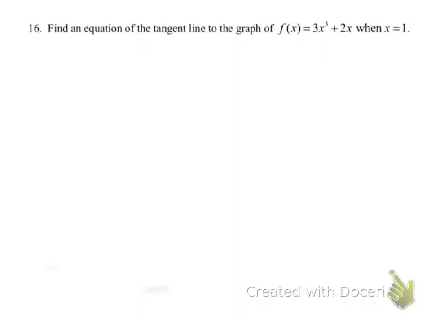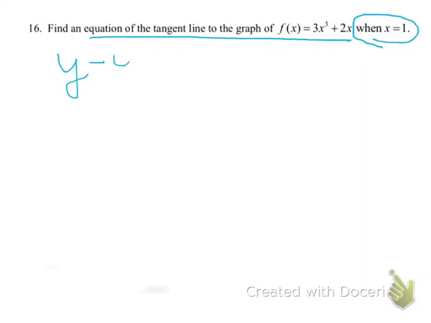All right, we're going to look at question number 16, and 16 says find an equation of the tangent line to the graph of this function, and they tell me that x has to equal 1. So the second I see find an equation of a tangent line, I'm going to write down for myself y minus y1 equals m times x minus x1.